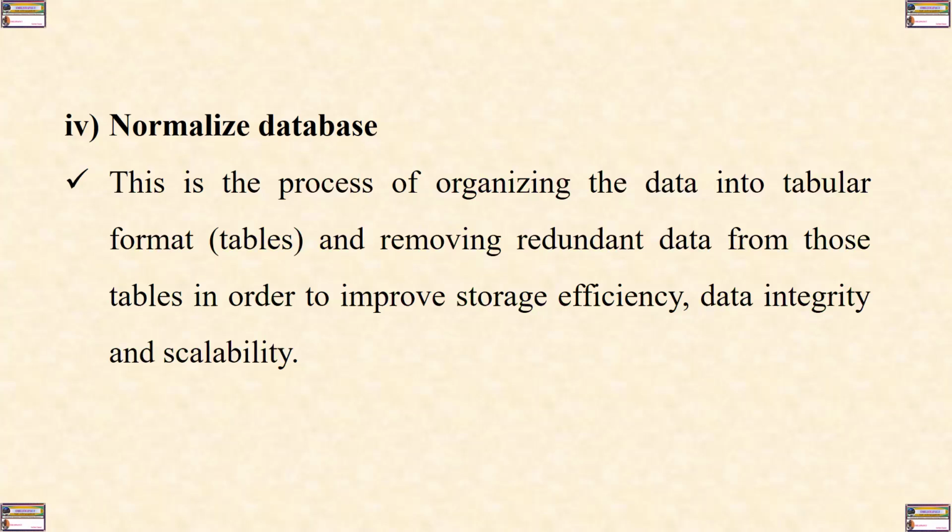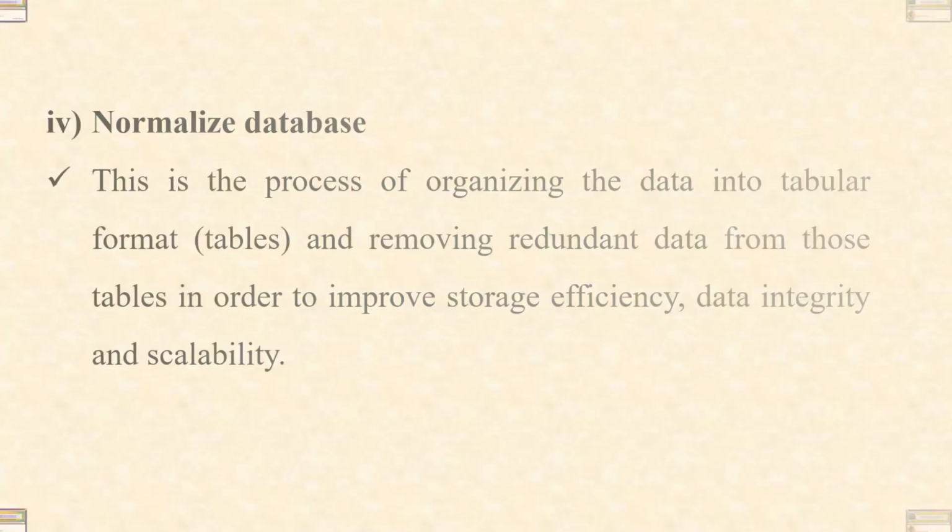Now, once you have all that, you also need to normalize your database. So number 4 is normalizing the database. So what is to normalize a database? Normalizing a database is the process of organizing the data into tabular format or tables and removing redundant data from those tables in order to improve storage efficiency, data integrity, and scalability. So through normalization, you ensure that you don't repeat fields and data is not repeated.